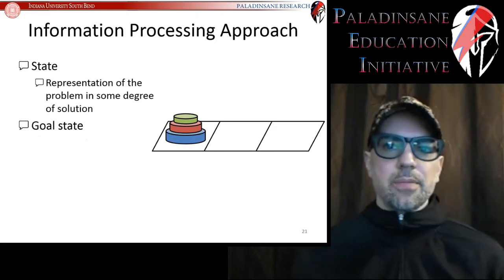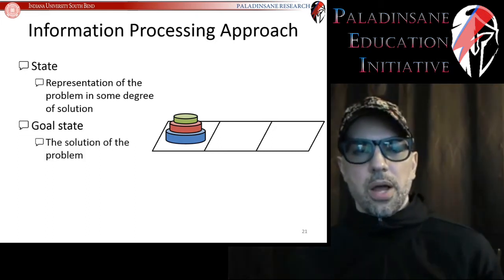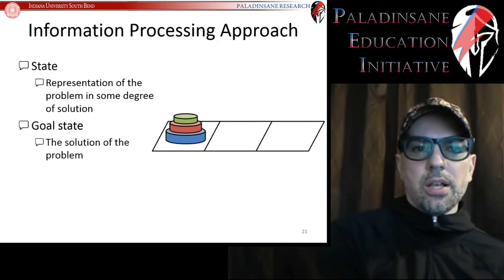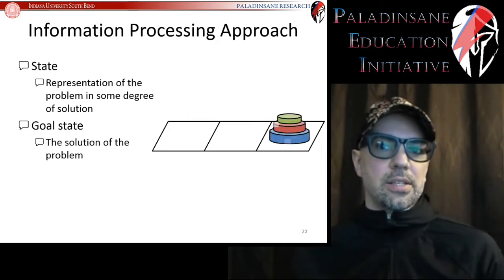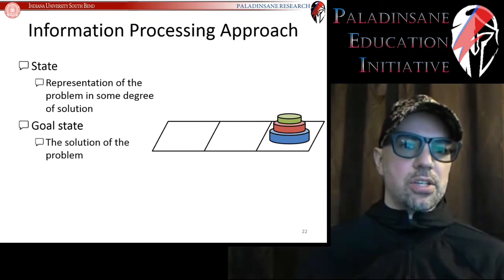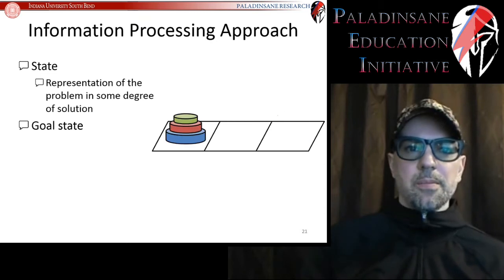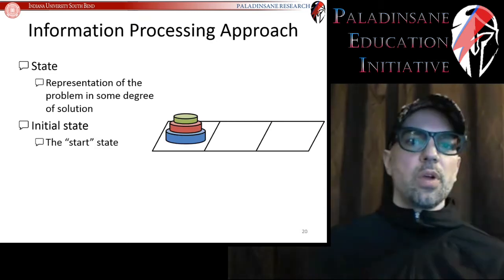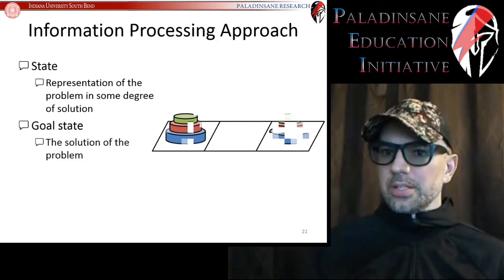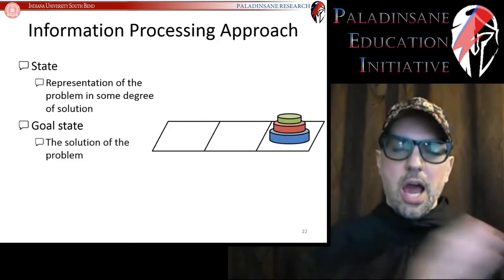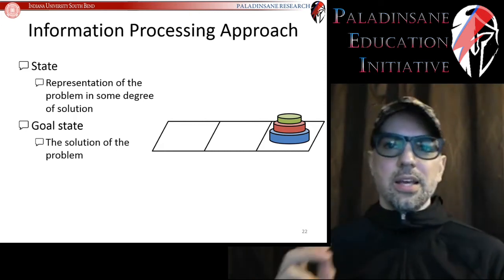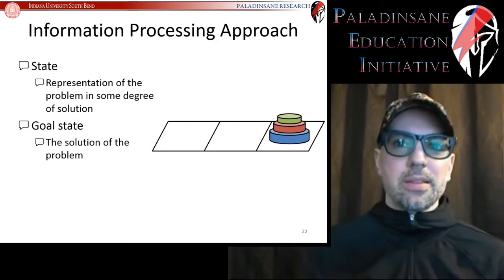Your goal state is where you have the solution to the problem. So the start state is all 3 disks in position number 1. The goal state is all 3 disks in position number 3. So that's where we eventually want to get to. So we have the start state. That's where we begin. We have the goal state. That's where we end. And this is a problem because there's an obstacle between the start state and the goal state, the initial state and the goal state, and it's not obvious how we get there.